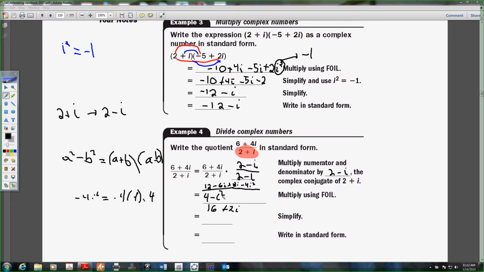Remember, i squared is negative 1, so it's 4 minus minus, which is plus, so it's 4 plus 1, which is 5. And then we have to write this in standard form. To write this in standard form, we have the real part first: 16 over 5 plus 2/5 of i. And we're done. The only key thing here when we're dividing complex numbers is that you cannot have an imaginary in the denominator. That's why you multiplied it by the conjugate.